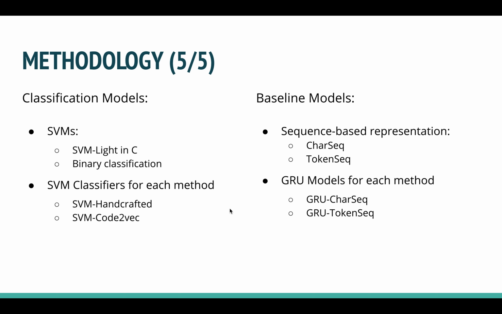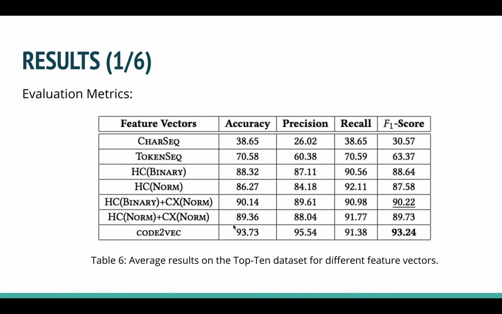Finally, each classifier is trained on the corresponding training set, tuned on the validation set, and later evaluated on a separate test set. We use accuracy, precision, recall, and F1 score as evaluation metrics, which will show the average result of the top 10 datasets for different feature vectors. In the next few slides, we will discuss the details of this result with plots.